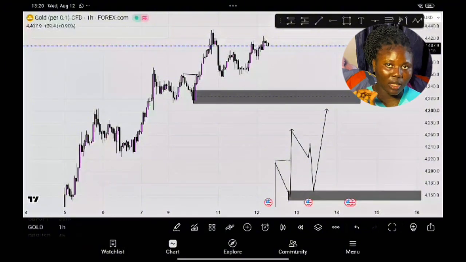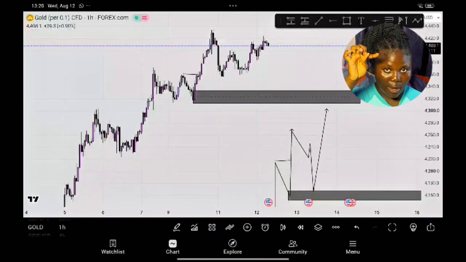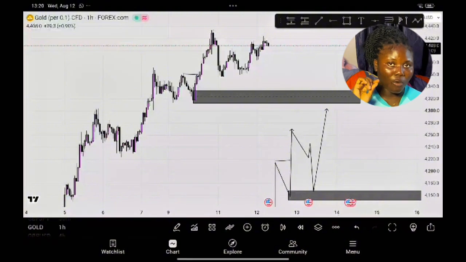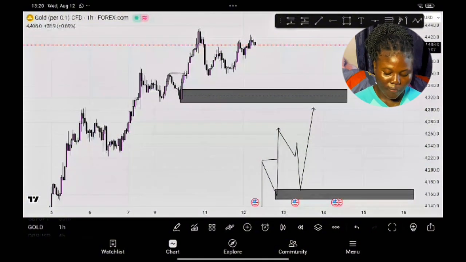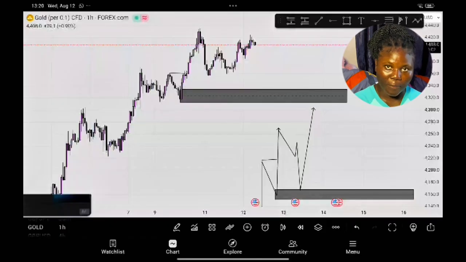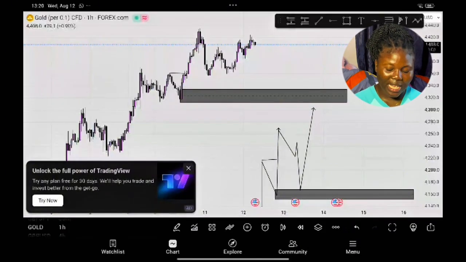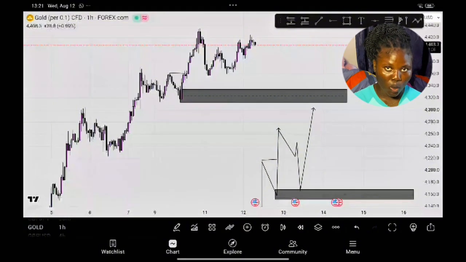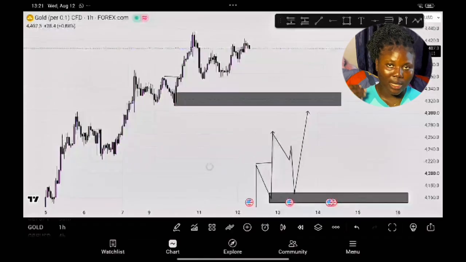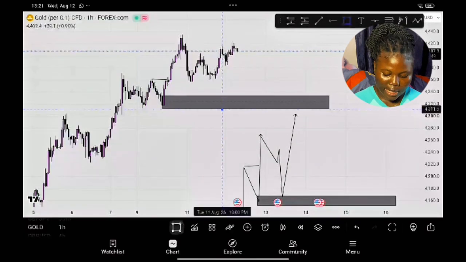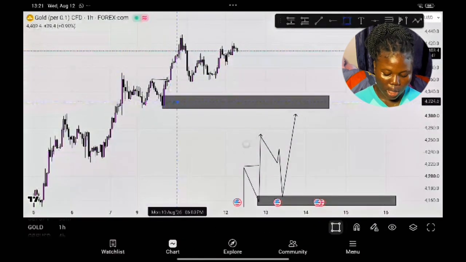So the break of structure produces the order block. Your break of structure is above, and your order block is not far from your break of structure. So if you can see here now, the market broke structure and the order block is not far from my break of structure. Please, if it's a buy order block, your order block should be below. If it's a sell order block, your order block should be above.